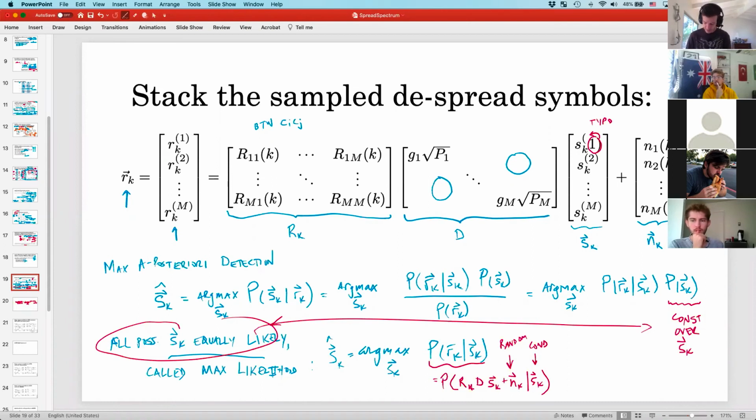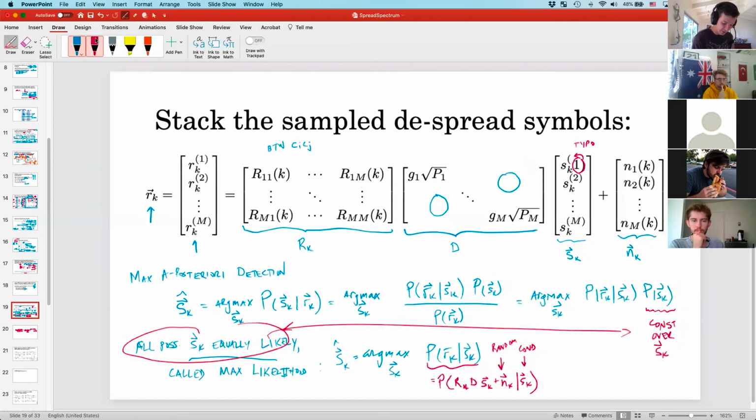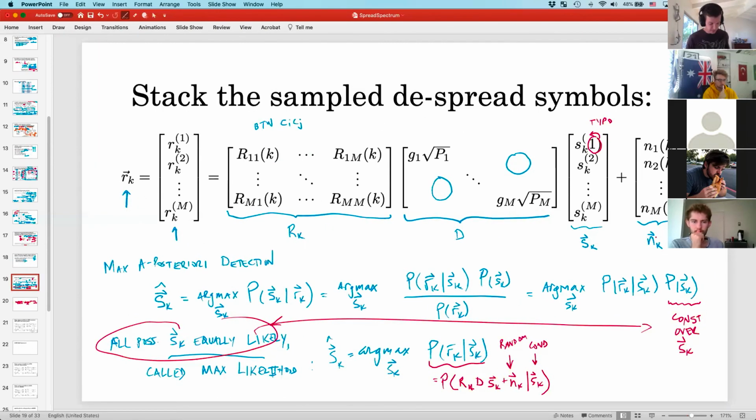And then something that we derived last time, but maybe I didn't call enough attention to it, was the statistics on this n_k vector. So what we got last time was that the expectation of the n_k vector with the n_k vector conjugate transpose is going to be the power spectral density of the additive Gaussian noise process times the cross correlation matrix R sub k. Okay, so how do we get that?